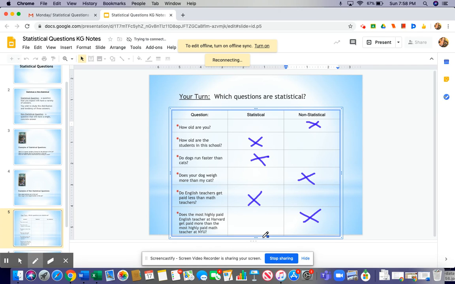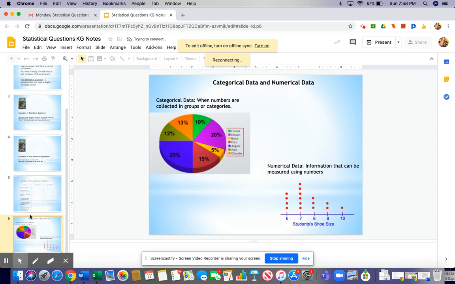So again, these are questions that you're going to ask daily. These are questions that you may be asked. I know we definitely see them at school. So I do want to go over categorical data and numerical data, because that also plays a role in statistical and non-statistical questions.